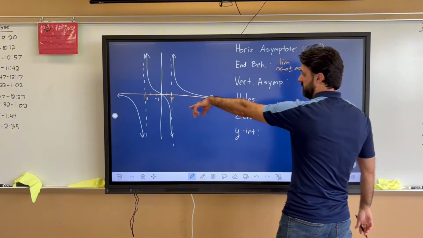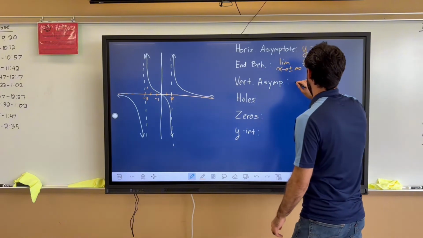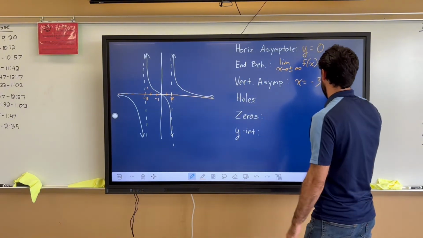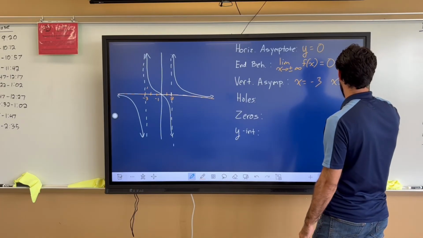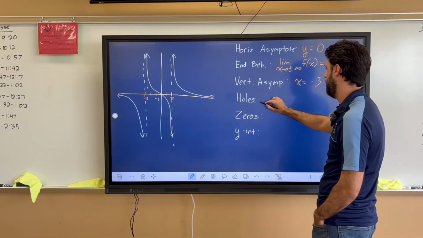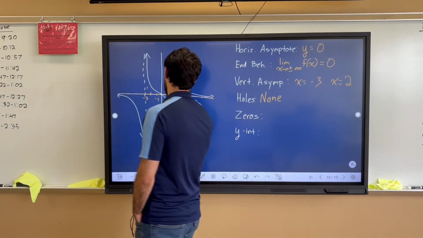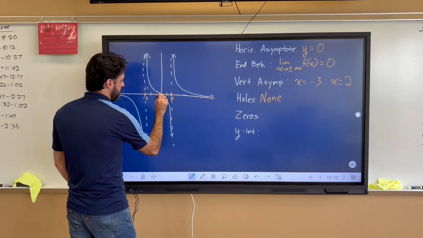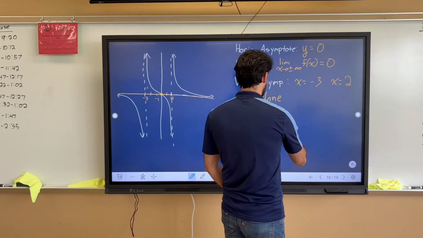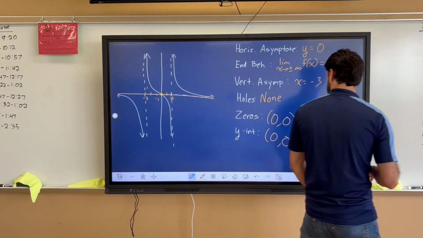All right, we've got two vertical asymptotes. One goes through x equals -3, and the other goes through x equals +2. So two vertical asymptotes. This graph does not have a hole, so not every rational function graph will have one. And we pass through the origin, so that's both an x and a y-intercept. So I'm going to put the coordinate point this time, (0, 0) for both of those.